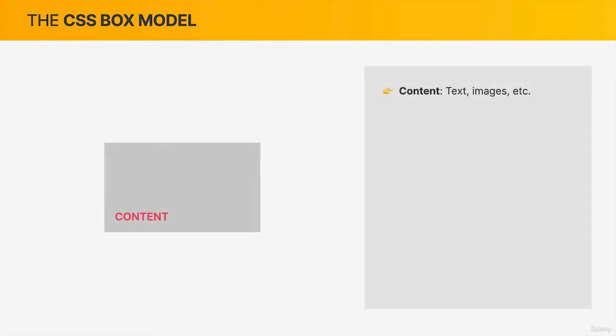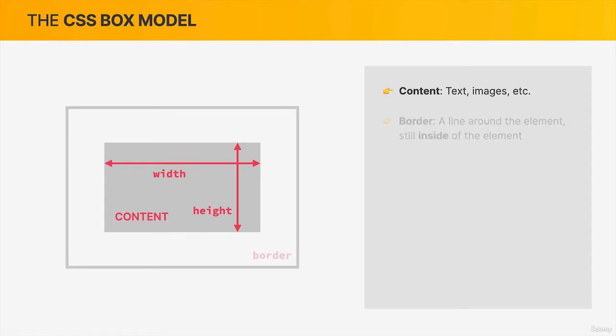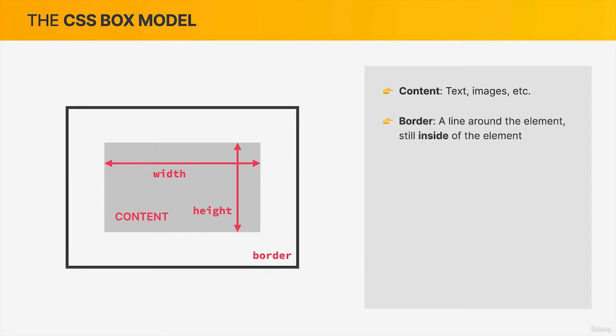And starting with the content, this is the actual content of the element. So it can be text, or images, or a table, a video, or really any other content that we might specify. Using CSS properties, we can specify both the height and the width of the content area, which we will do in one of the next lectures. Next, we can define a border that goes all around the element.